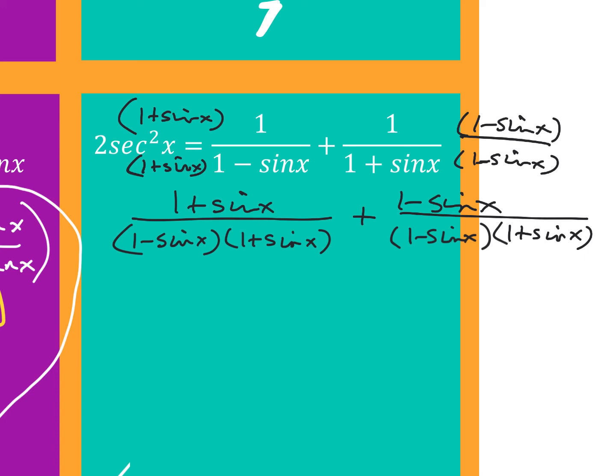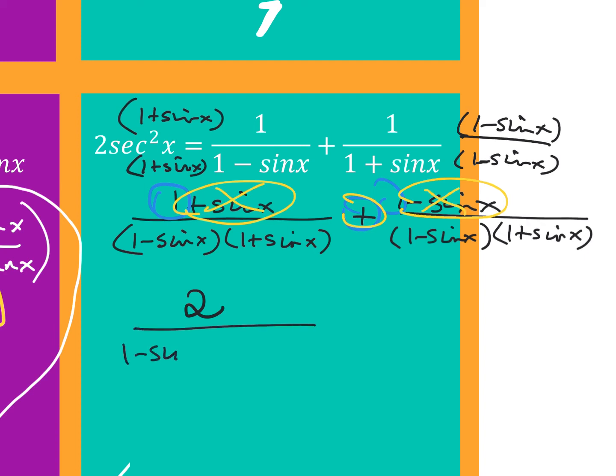Now that you have a common denominator, what we're going to do is add the numerators. So I have 1 plus 1, and I get 2. But then when I go back to add the sines, sine x plus negative sine x, these cancel. And I still have my denominator here. The next thing I want to do is, because look what I'm trying to get to. I'm trying to get to 2 secant squared x. I am going to FOIL the denominator.